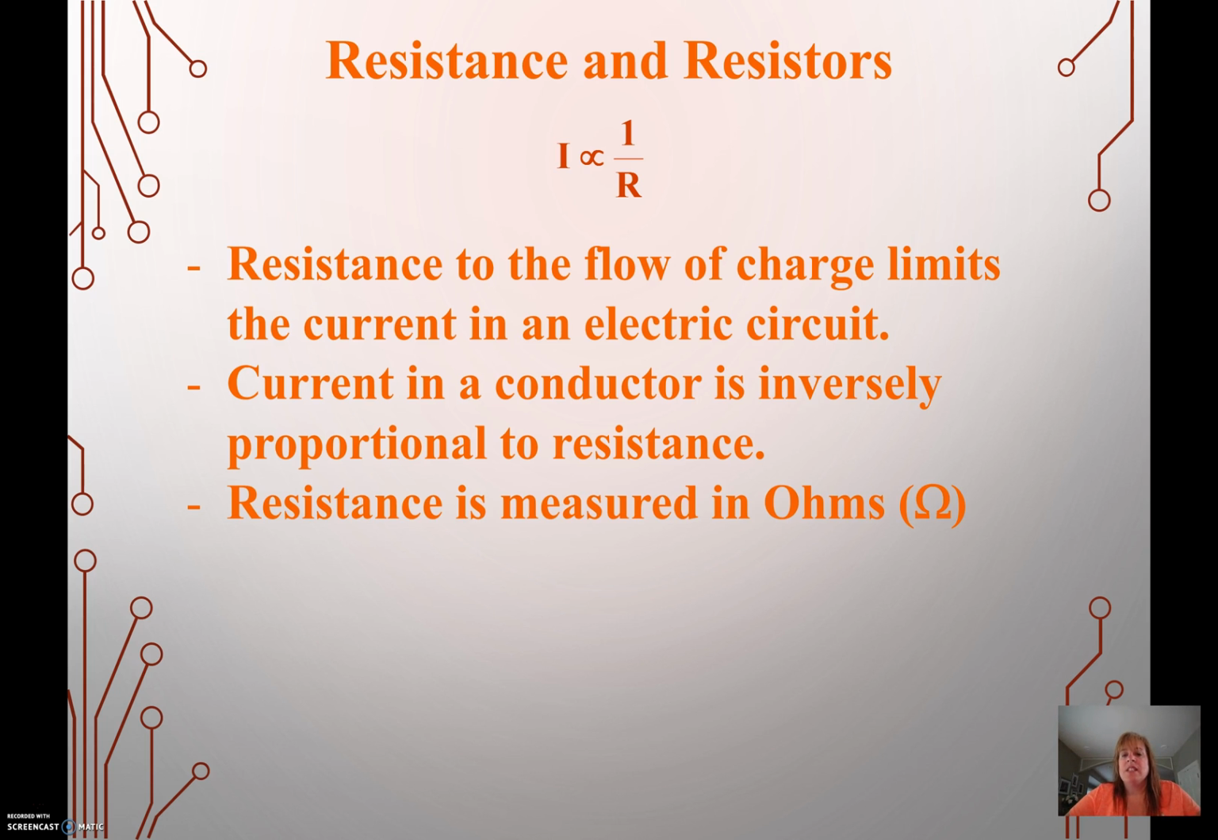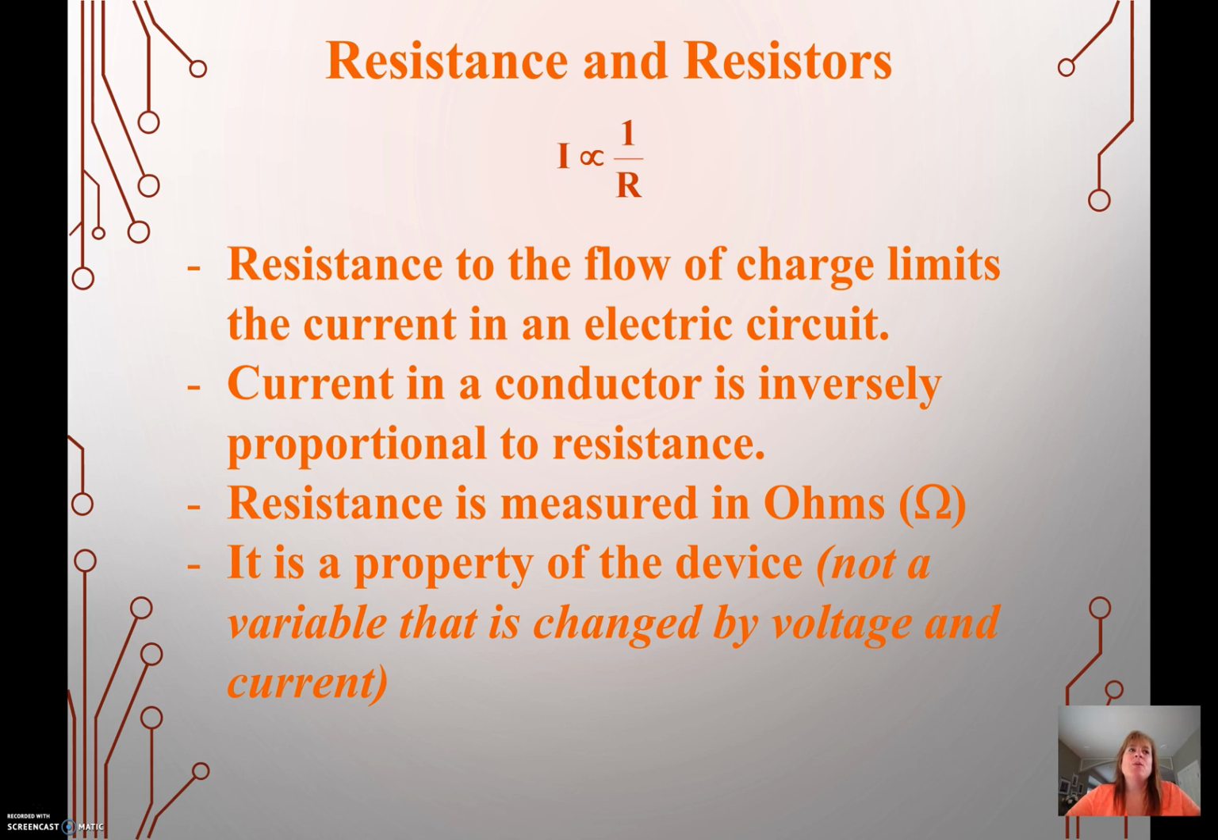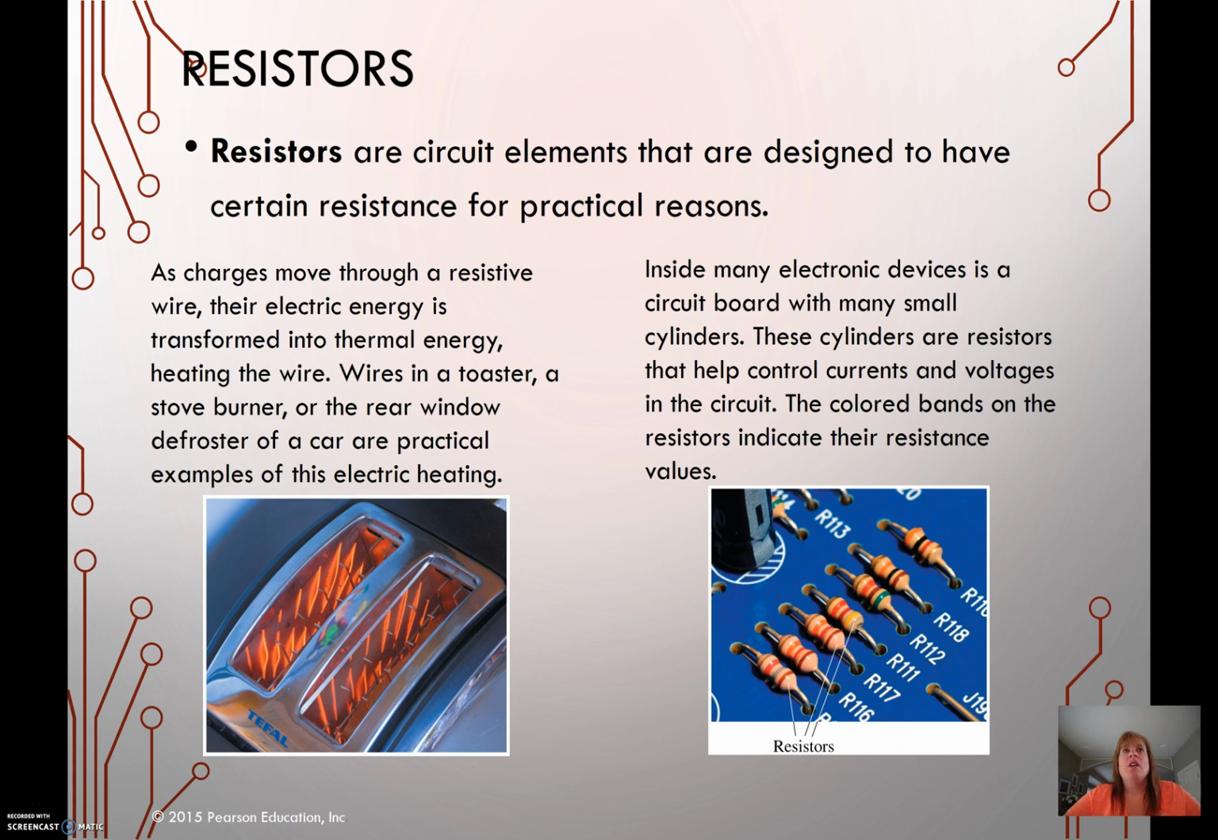Now, resistance is measured in ohms, which is that nice little horseshoe looking thing. It's an omega. And it's really a property of a device. It's not a variable that can be changed. It's set by how I configure the device. Now, resistors actually have benefits.